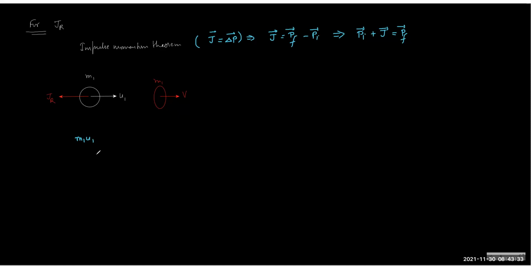So will the impulse of recovery support or oppose? Oppose. The opposition means it will eat away some momentum. So m1 u1 was the initial momentum, and you have taken away something. So what are you left with? M1 v. So we can say JR is m1 into (u1 minus v). I'm particularly writing JR by m1. This is what I'm interested in.